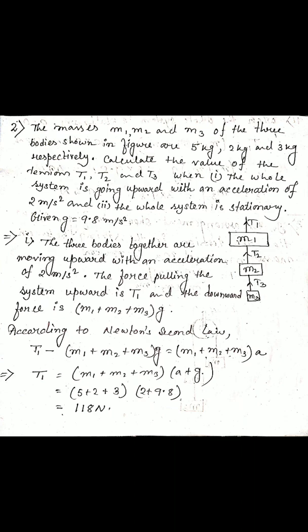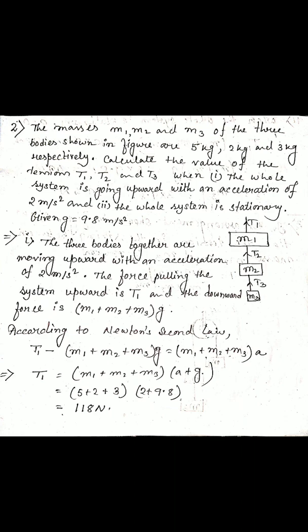First, the whole system is going upward with an acceleration of 2 meters per second squared in the upward direction. The acceleration value is given. Another case, the whole system is stationary, that means at rest, and the value of g is given, 9.8 meters per second squared.